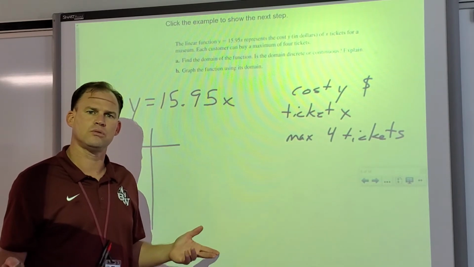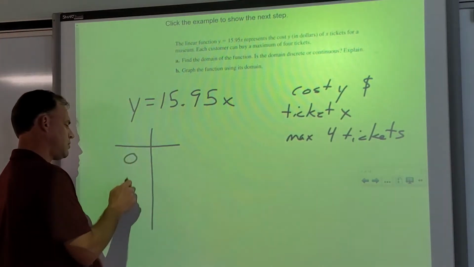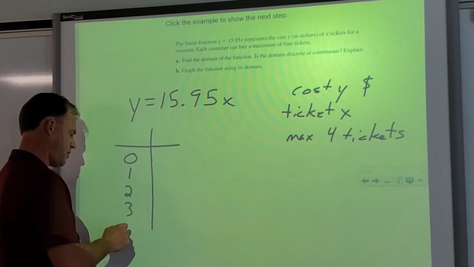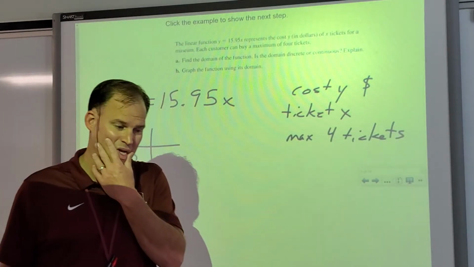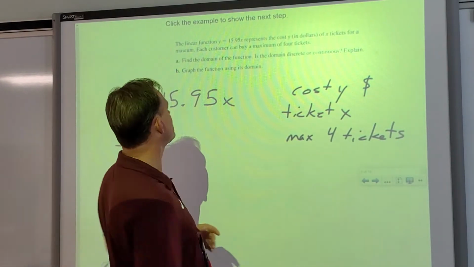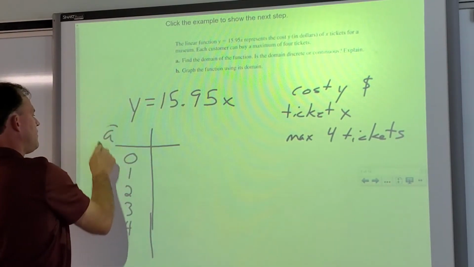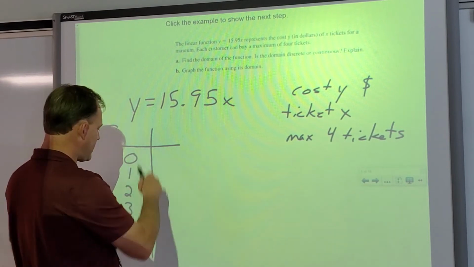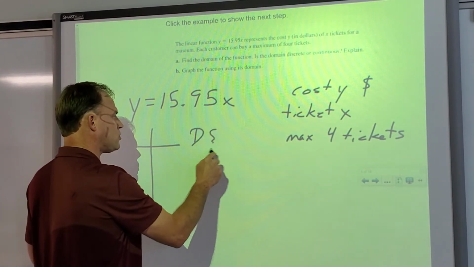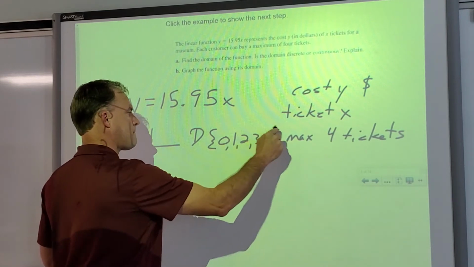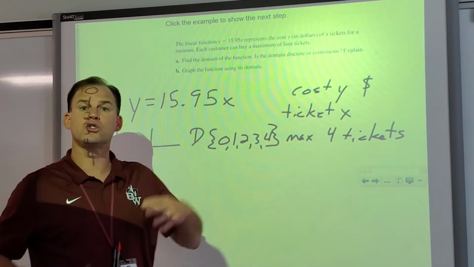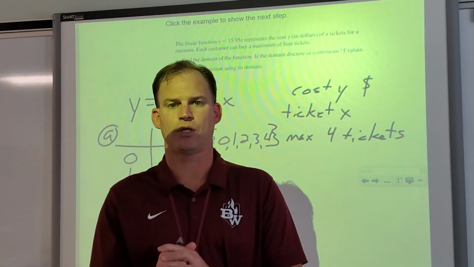What are the options? Well, I can buy 0, I can buy 1, I can buy 2, I can buy 3, I can buy 4. If it's a max of 4, I can't buy more than that. So, that's A. Find the domain. I could write it like this, or I could write it as domain like we did yesterday. There's my domain. Those are the possible values that I could look for.